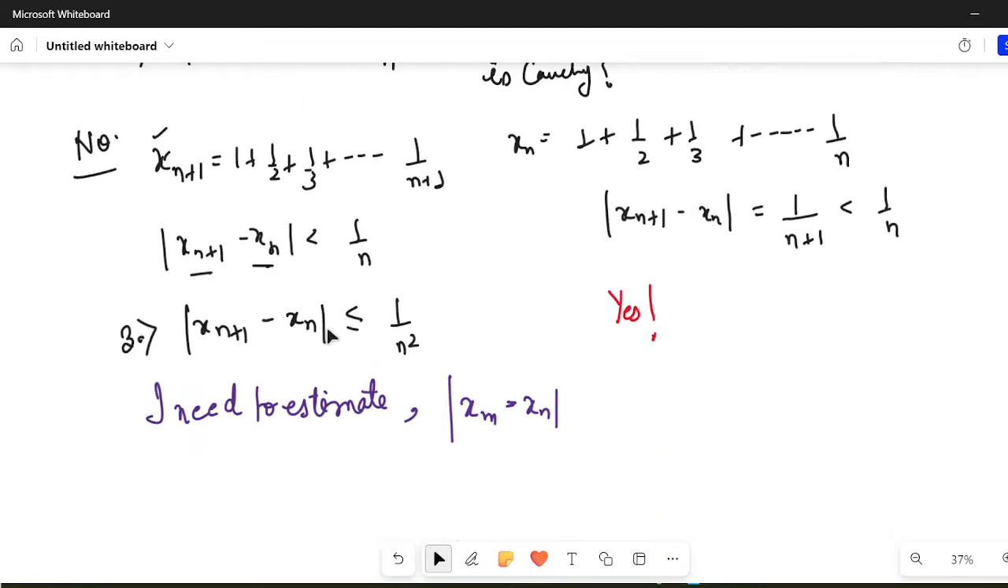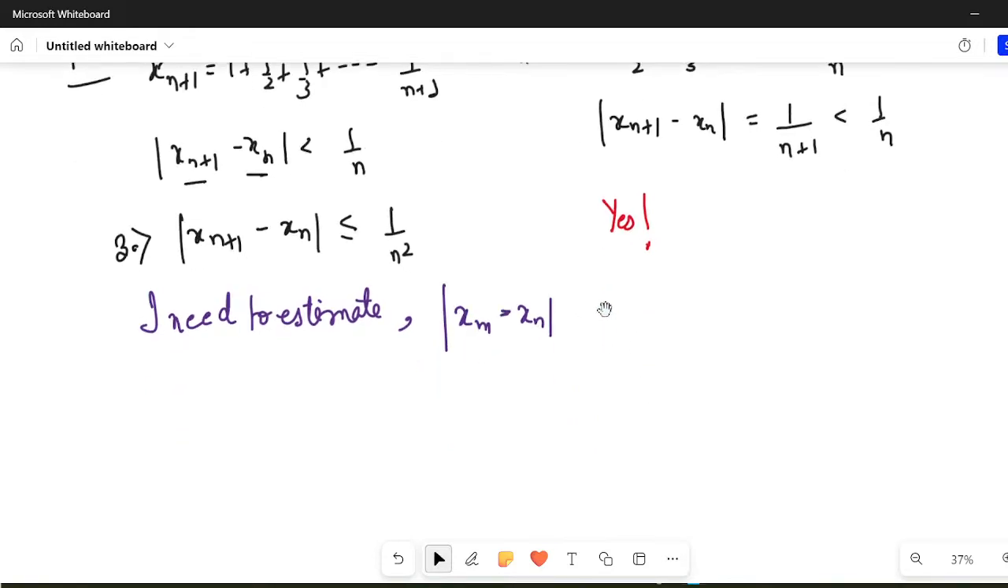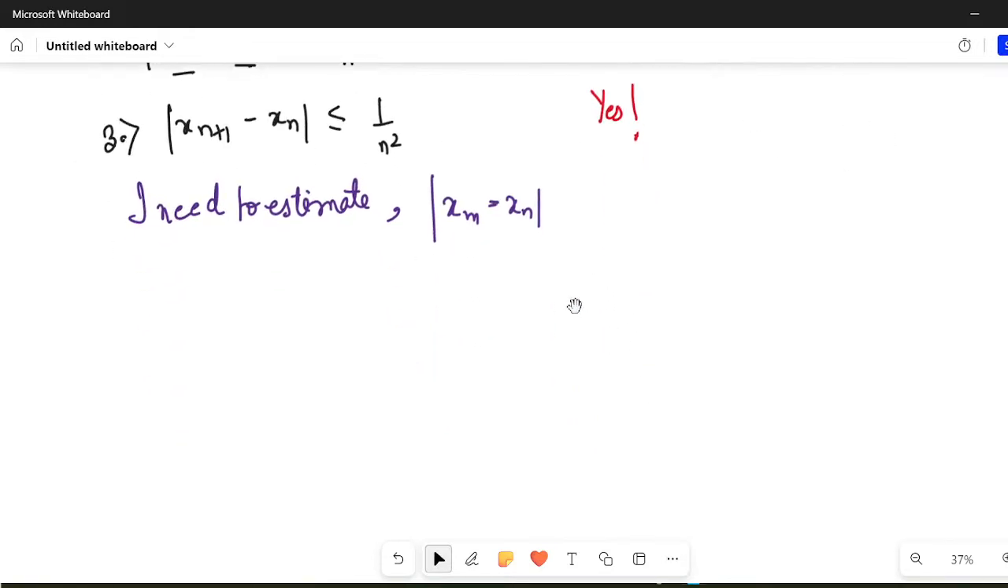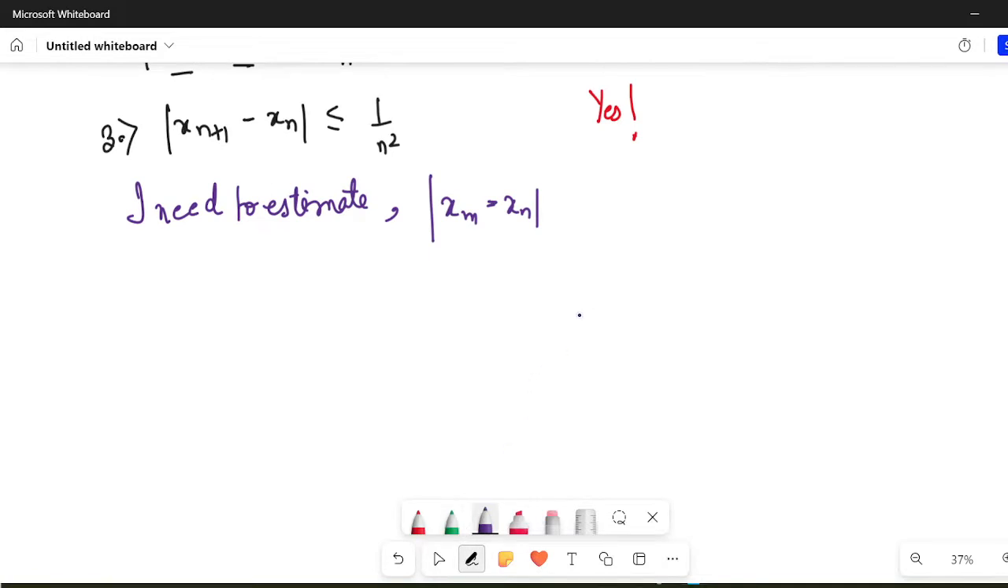Now I am saying that if I take mod of xn plus 1 minus xn less than or equal to 1 upon n square, then indeed it does satisfy that. Indeed, here I can say that xn must be a Cauchy sequence. Let us see how. I have to estimate xm minus xn. The hint is given to us in the difference of the consecutive terms.